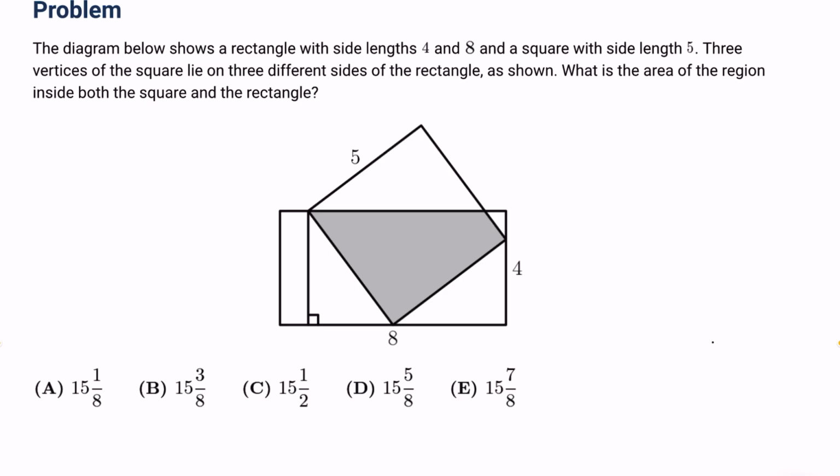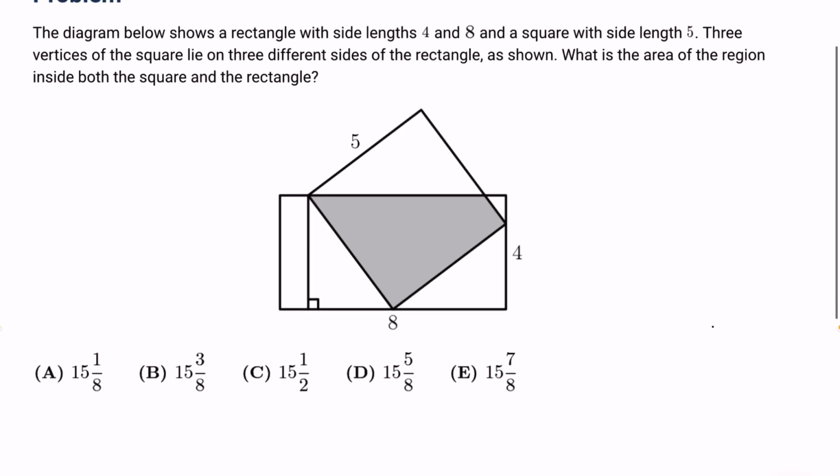The problem states the diagram below shows a rectangle with side lengths 4 and 8 and a square with a side length of 5. 3 vertices of the square lie on 3 different sides of the rectangle as shown. What is the area of the region inside both the square and the rectangle? So essentially we're asked to find the shaded region's area.